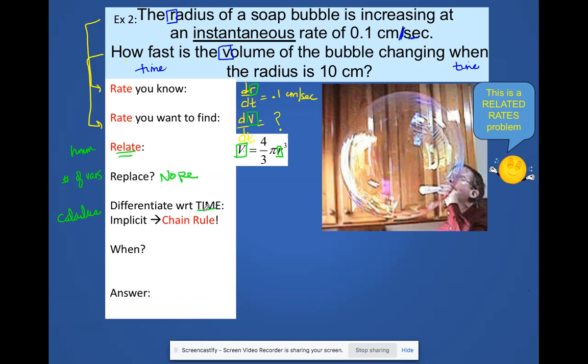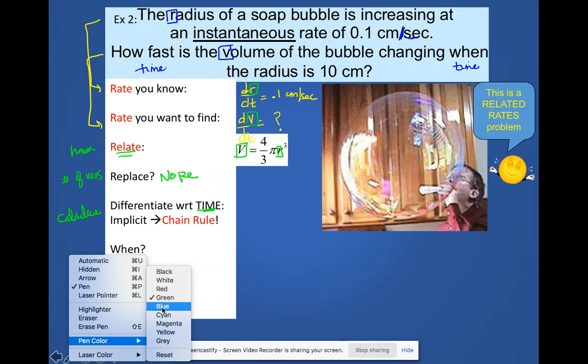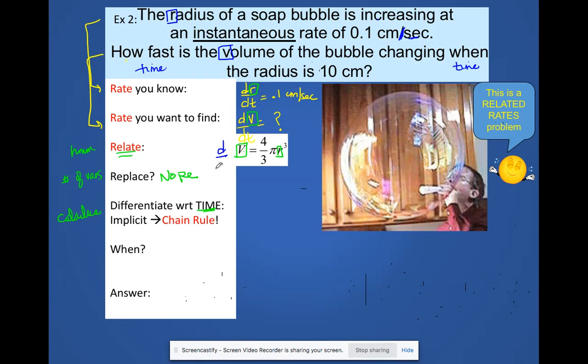Differentiate with respect to time. There's no time in this equation. You need to bring time into the situation, and you bring time into the situation by taking the derivative with respect to time of the left side and the derivative with respect to time of the right side. That takes the chain rule because the variable R does not match the variable that you are taking the derivative with respect to. So you need to spit out, right? This is spitting out the derivative of the inside.